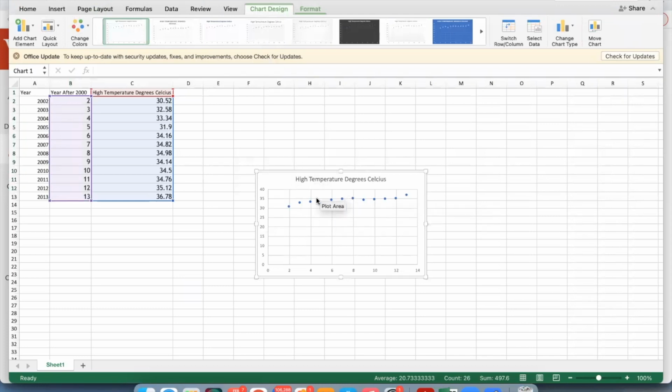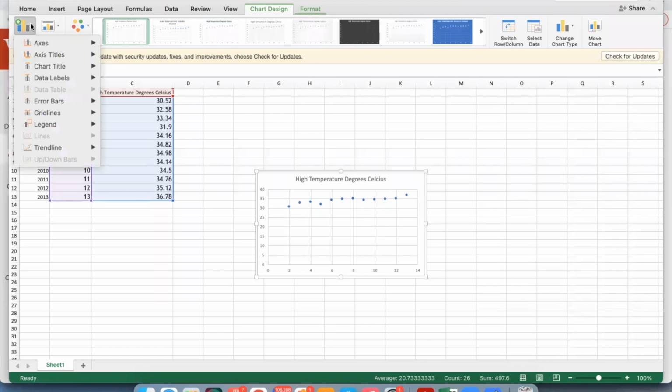And it did a nice scatter plot for me. And notice it went ahead and put a label on it. Okay, now I can make it find my line of best fit by going to Add Chart Element. Again, in your program, the button may be in a different place. You may need to search around and find it. But here, mine is right here, Add Chart Element.